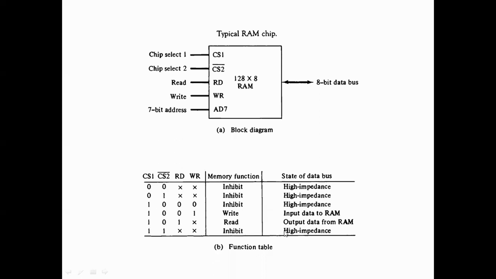in all these combinations the data bus will go into high impedance state. What is a high impedance state? A high impedance state is a state when there is no transmission of data. We can say there is nothing on the data bus.